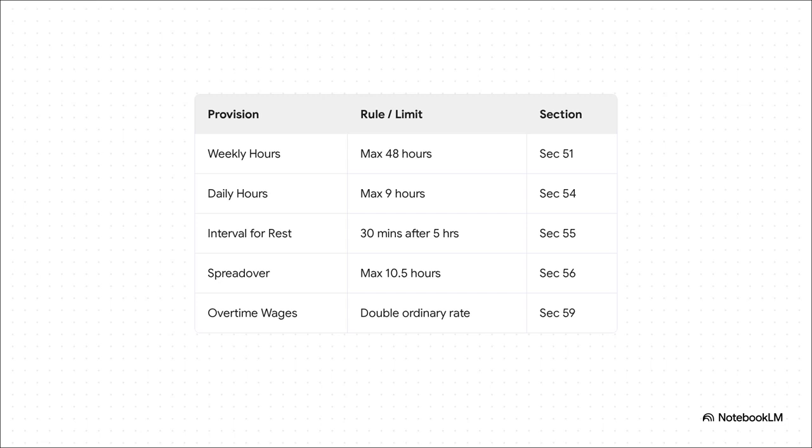You have to get a half-hour break after 5 hours of work. And the spread over, which is just the total time from clocking in to clocking out, breaks included, can't be more than 10.5 hours. And here's the kicker from Section 59. Any overtime gets paid at double the normal rate.